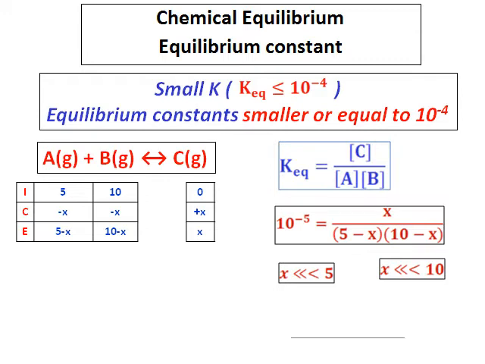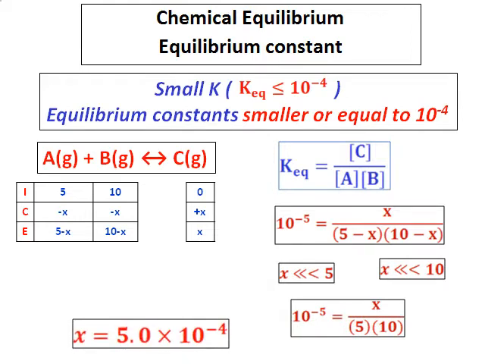and X is much less than 10, the concentration of B. Therefore this equation is approximated to 10 to the power of negative 5 equals X divided by 5 times 10. That gives the value of X as 5 times 10 to the power of negative 4, and it clearly indicates that the value of X is very low, as per our assumption. We will do some more questions on this small k equilibrium constant.